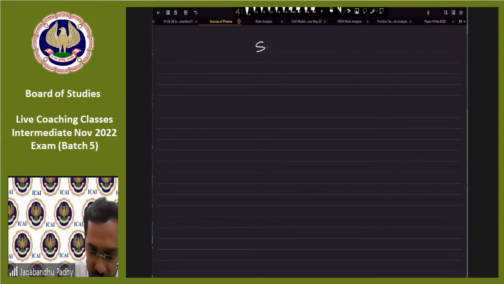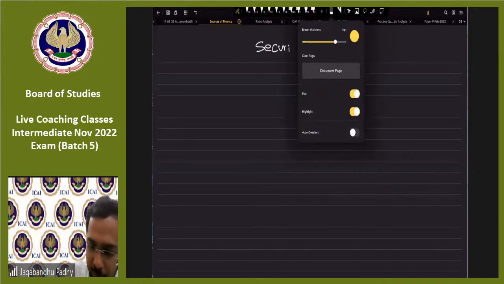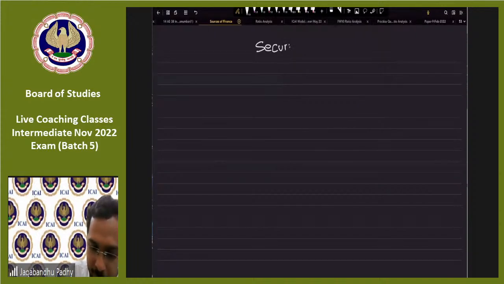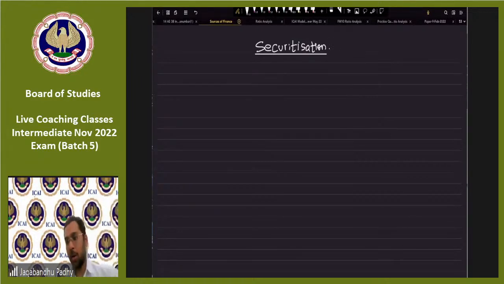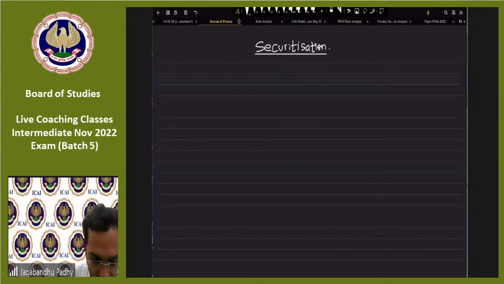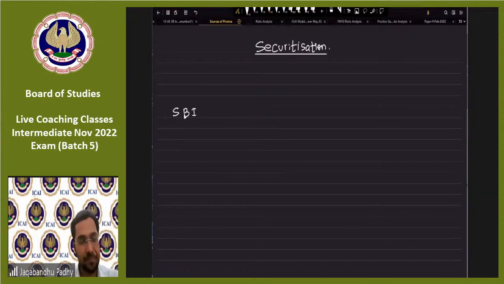Okay, let's learn about this very interesting topic called securitization. So what happens in securitization? Let's try to understand it. Let's say we have on one side State Bank of India. Now this State Bank of India is having its balance sheet.